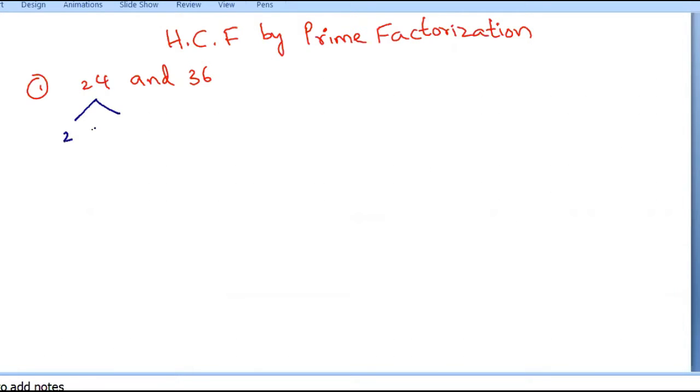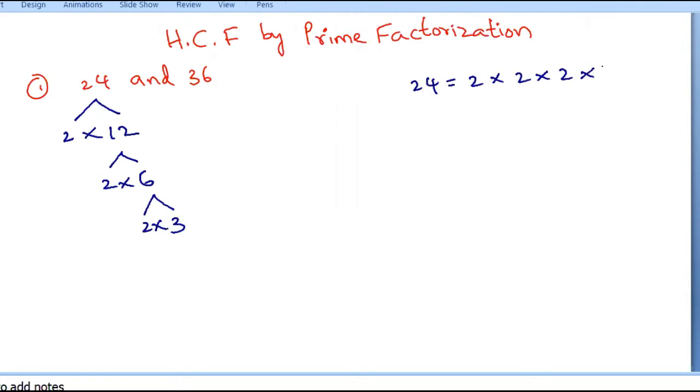You should start with 2 times 12 is 24. Here 12 is not a prime number, so you should write 2 times 6 is 12. Again 6 is not a prime number, so you can write 6 as 2 times 3. Now the prime factors of 24 are 2 times 2 times 2 times 3.